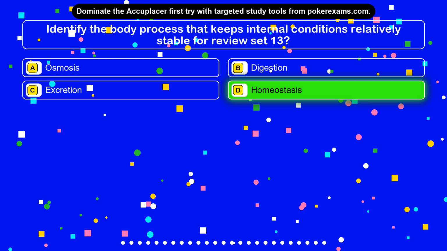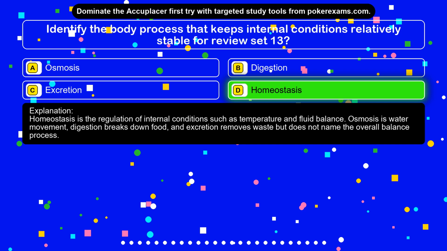The correct answer is option D, homeostasis. Homeostasis is the regulation of internal conditions such as temperature and fluid balance. Osmosis is water movement, digestion breaks down food, and excretion removes waste but does not name the overall balance process.